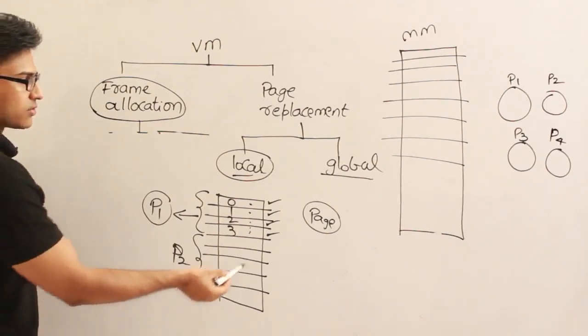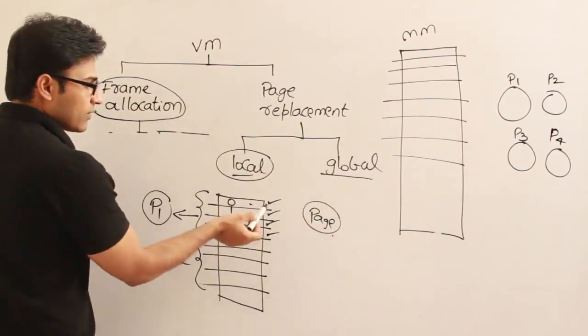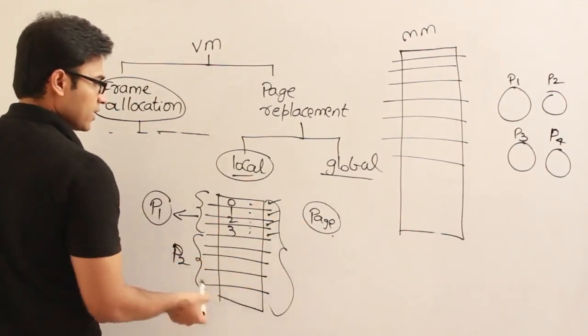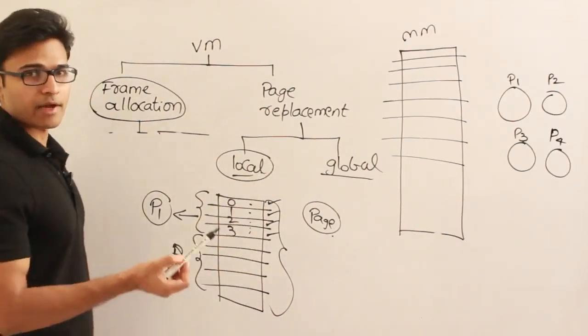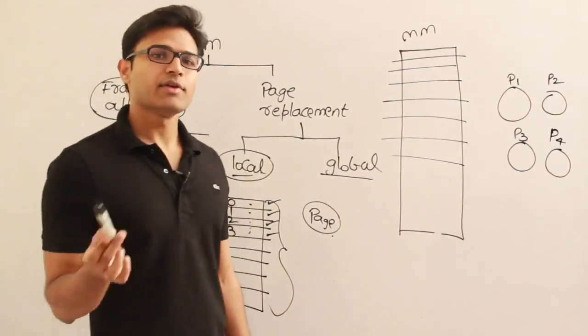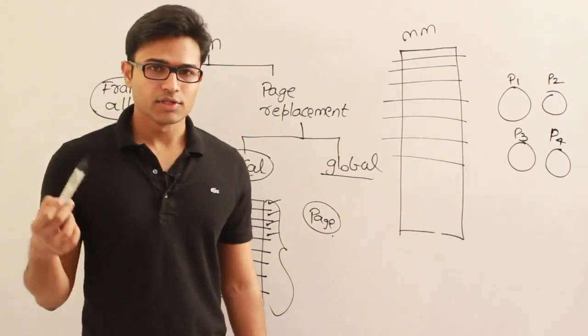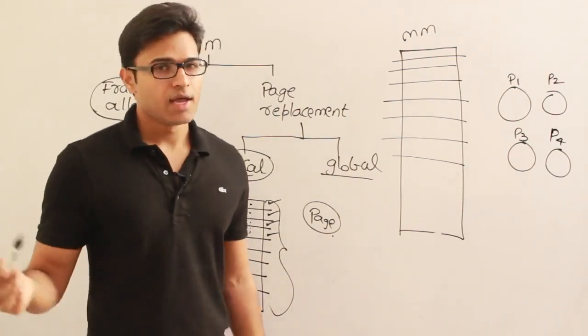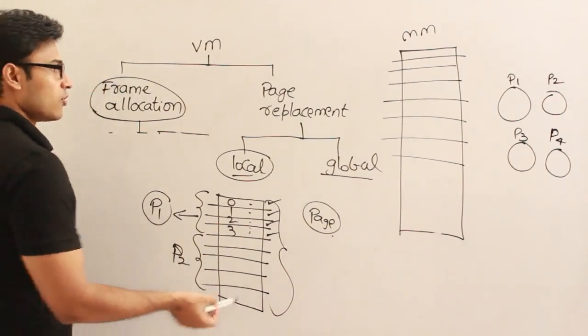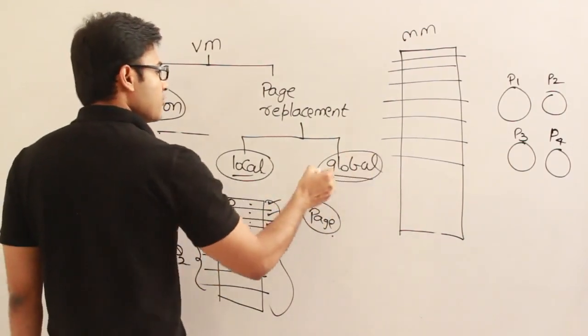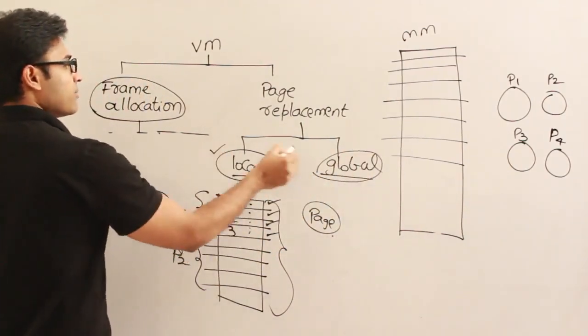So if it has to replace a page, then it will consider everything for replacement. From all the available frames, it can replace anything, and it can use many parameters. It can see which one has the least priority, or which process has been allocated some memory and is not using it at all. So depending on various parameters, global will work. But mostly local is preferred compared to global.